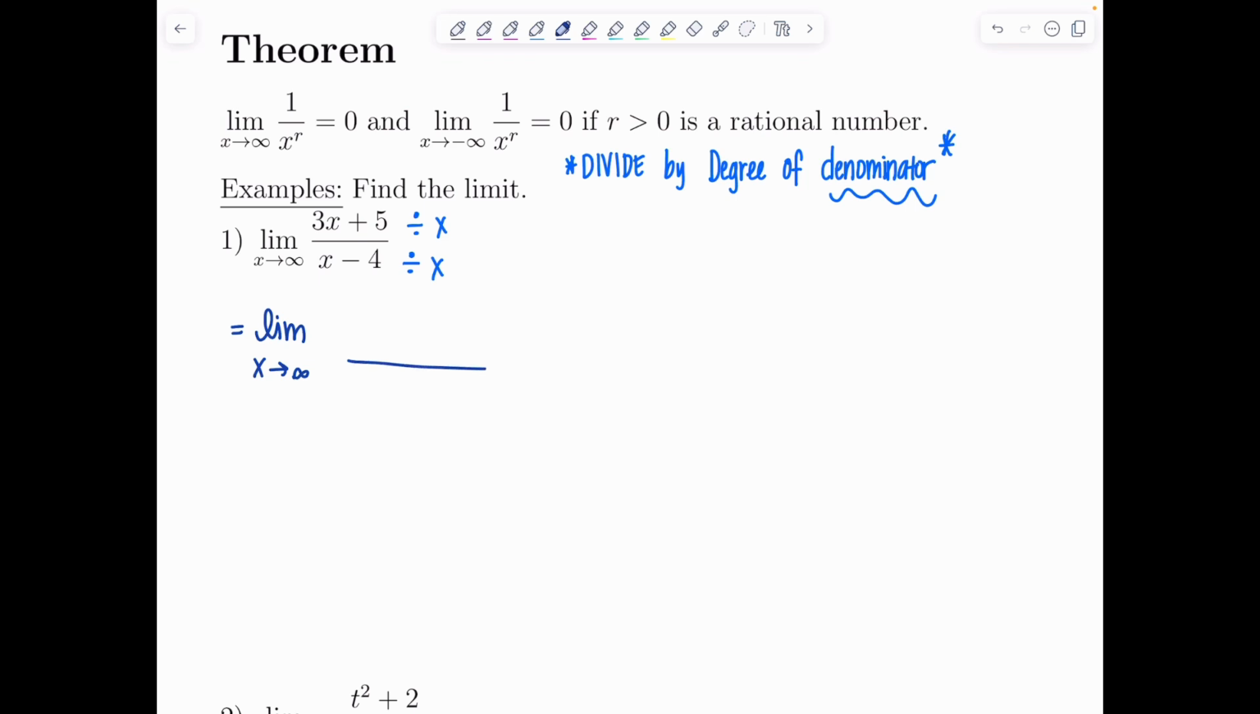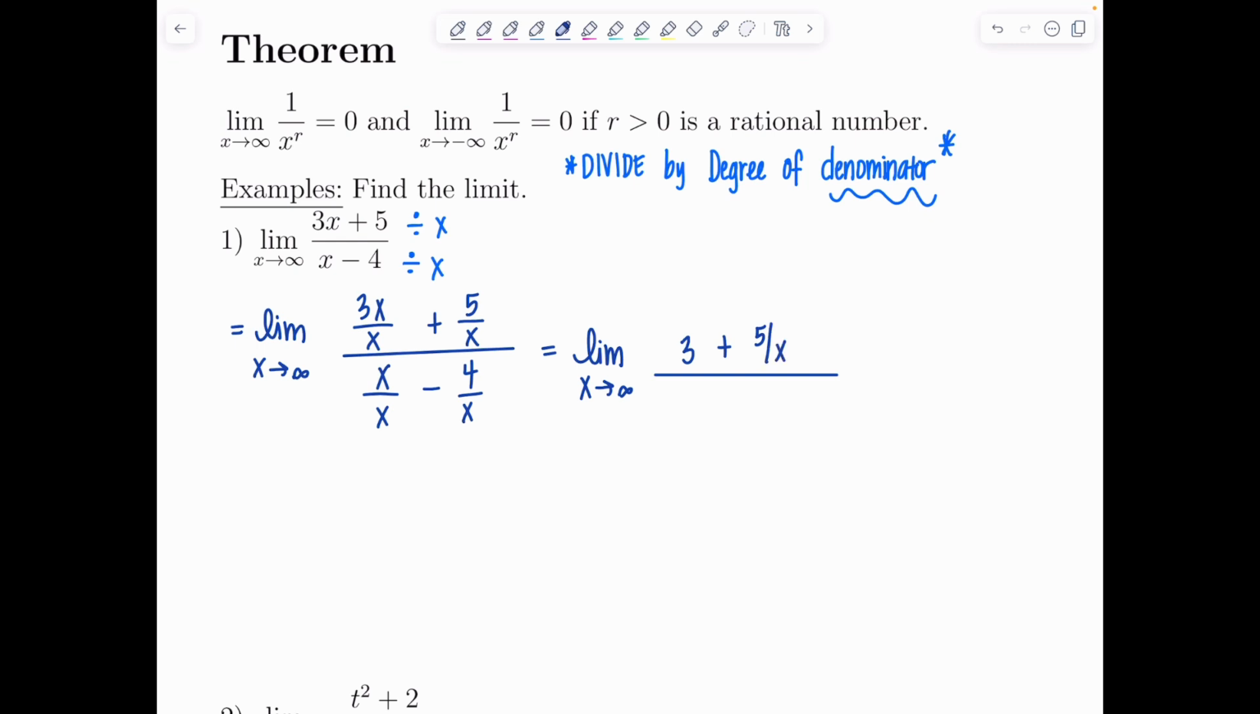The first time, since this is the first example, I'm going to really walk it through step by step, and then I'll show you if you want to simplify a few things in your head for the next ones. So limit as x goes to infinity. This is 3x over x plus 5 over x, then we have x over x minus 4 over x. Okay, so this is the limit as x goes to infinity. Let's clean up a bit. 3x over x, that's 3. 5 over x just stays. x over x is 1, minus 4 over x.